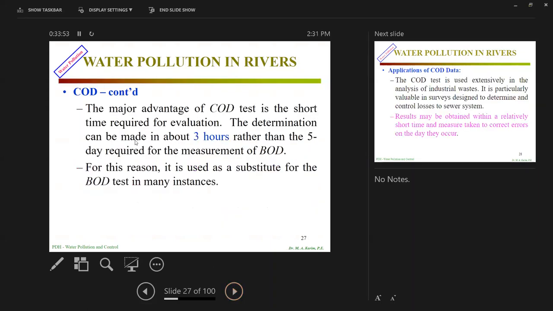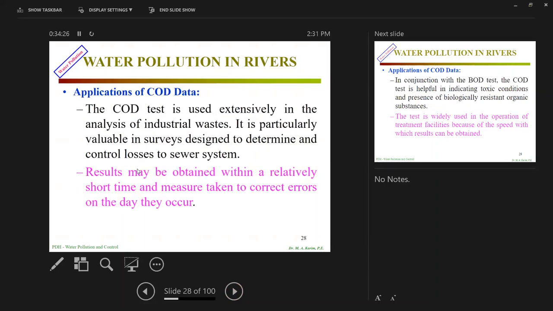The major advantage of the COD test is that it's short. It takes 3 hours, whereas BOD takes 5 days. Ultimate BOD takes more than 100 days, sorry, 80 to 120 days. We don't want to wait that long. That's why the industry standard is to use 5 days, the amount of oxygen required in five days. So that's what we use. For this reason, COD is used as a substitute for the BOD test in many instances. It's not really a substitute, but at least it is considered instead of the BOD values.